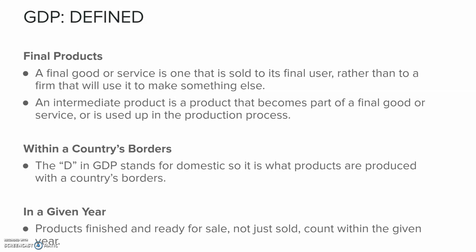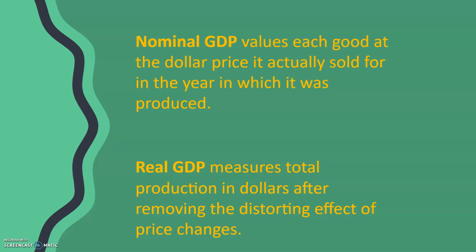Within a country's borders is pretty straightforward, and just like it sounds, it's domestic, or making sure that the product that we're measuring is being produced in that nation and not somewhere else offshore. And then that given year or given period of time, products that are finished and ready for sale within that time frame that we're analyzing GDP, not just sold. So GDP calculates the items that are actually put on the shelf in that period of time, regardless of whether or not they're actually being sold to consumers.